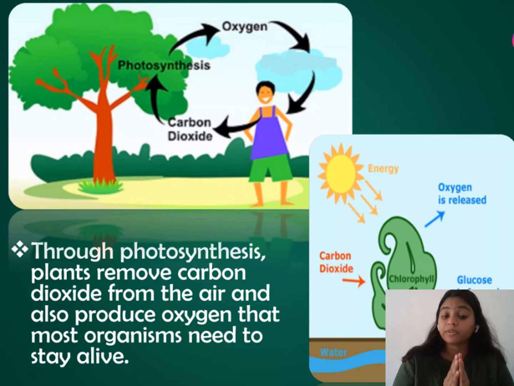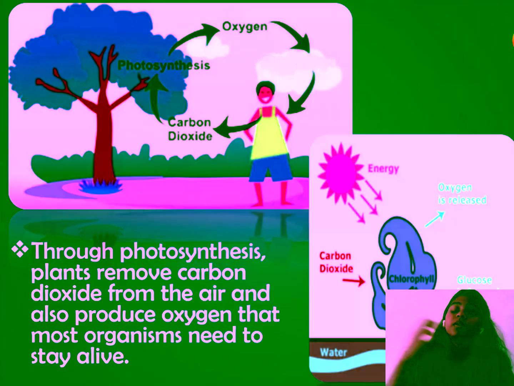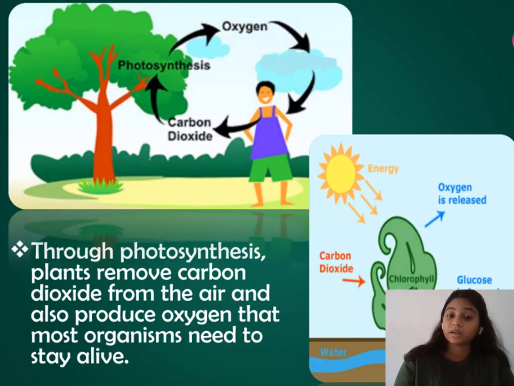And the next point is that through photosynthesis, plants remove carbon dioxide from the air and also produce oxygen that most organisms need to stay alive. We need oxygen to live, right? So these plants are the ones that provide us oxygen. Actually, they are excellent pollution removers. They purify the air, they absorb the carbon dioxide and they give out oxygen. As I said, through the stomata, carbon dioxide gets in and oxygen goes out. So likewise, they purify the air in the atmosphere and we get cleaner, safer air for us to breathe.